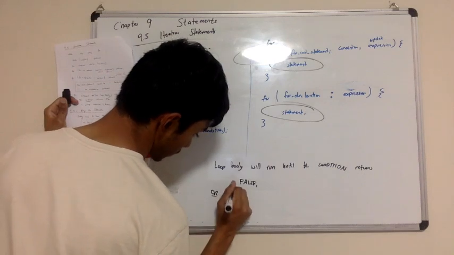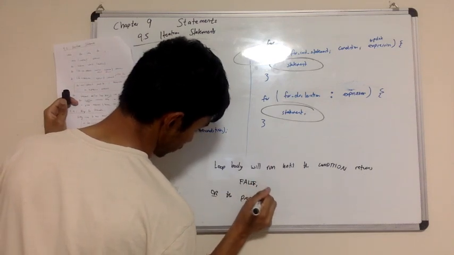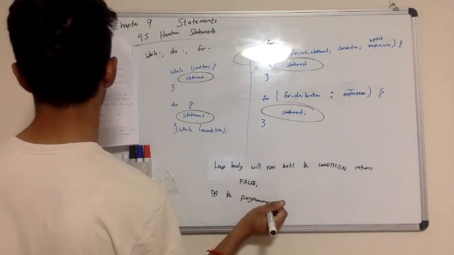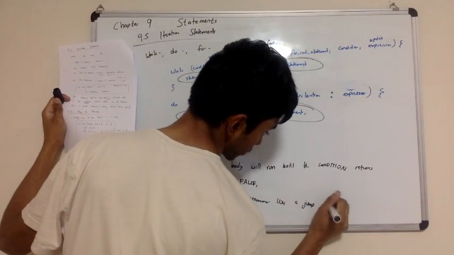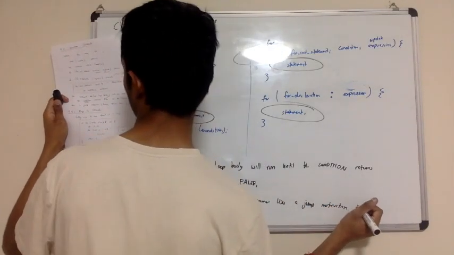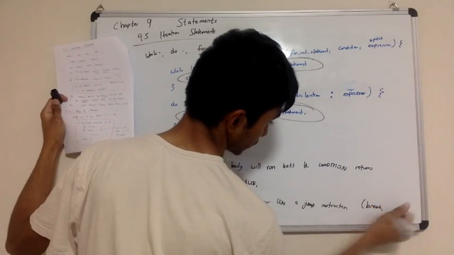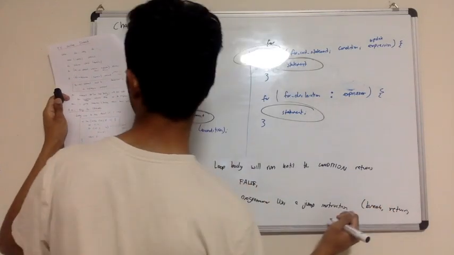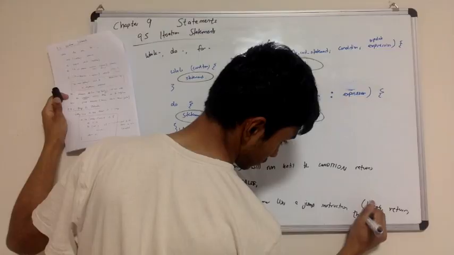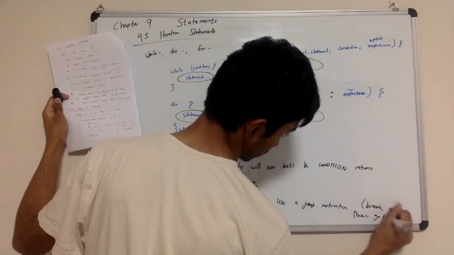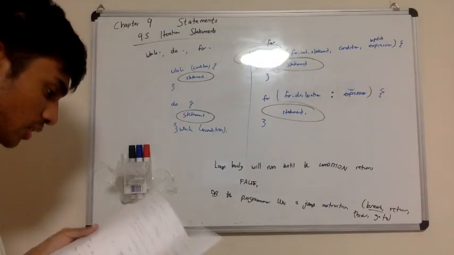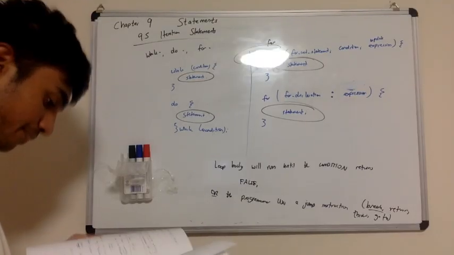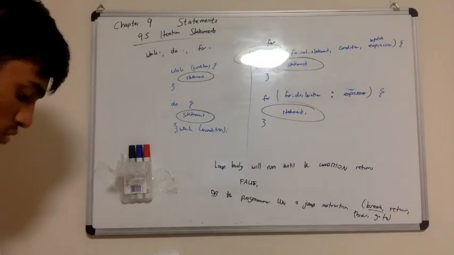Or the other option is the programmer, the coder, uses a jump instruction. Jump instructions can look like break, return, throw, and goto. The only one we really look at is break. I think goto is talked about later in the chapter, from memory. But the main thing we'll look at is break.